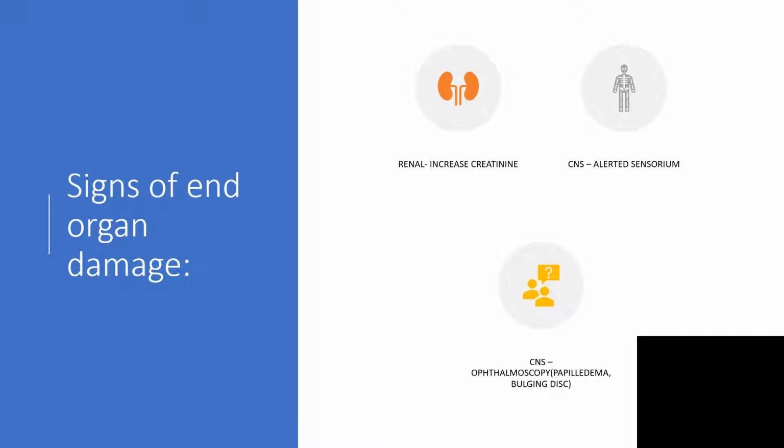What are the signs of end organ damage in an individual that has been diagnosed with hypertension? Renal damage will lead to increased creatinine. The central nervous system will yield altered sensorium. And of course, when you do your ophthalmoscopy, you see papilledema or bulging disc.